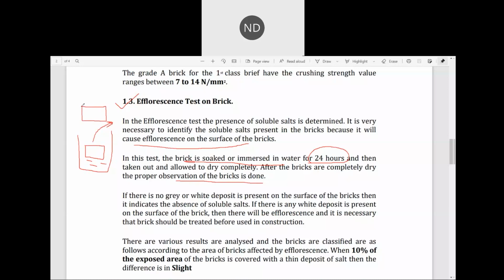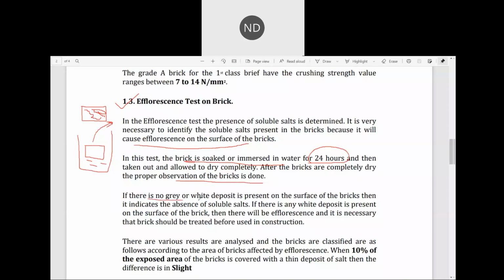we remove this brick from the water and then we let it dry. Sometimes you will see some bricks, when immersed in water, show some gray or white deposits. When it dries after the 24 hours of soaking in water, you will see some white things, or the color is changing to gray. That is nothing but what indicates the salt, how much soluble salt is present in your brick.